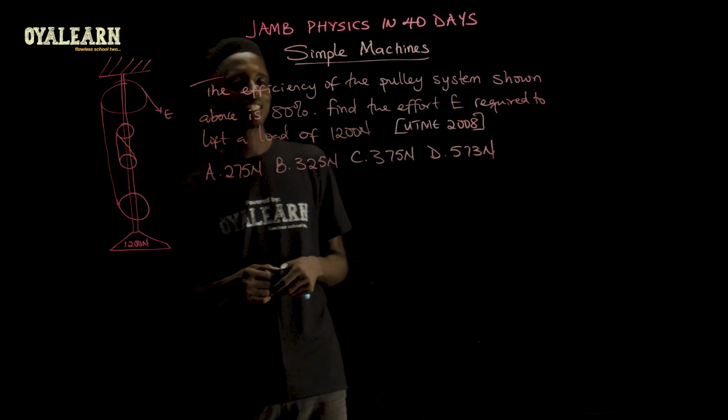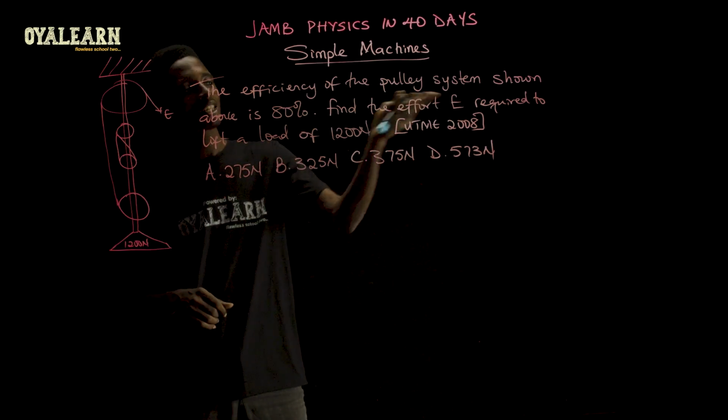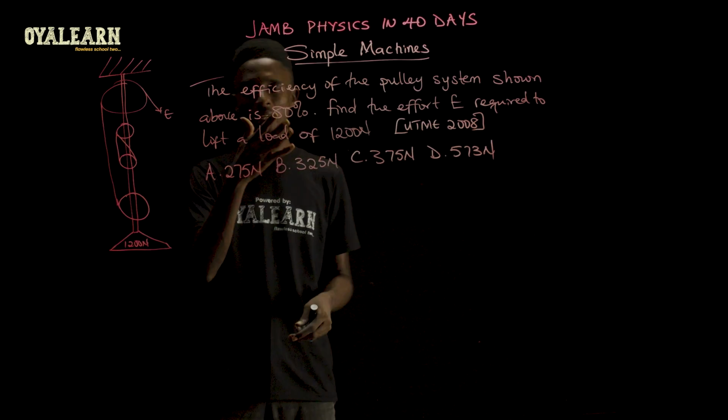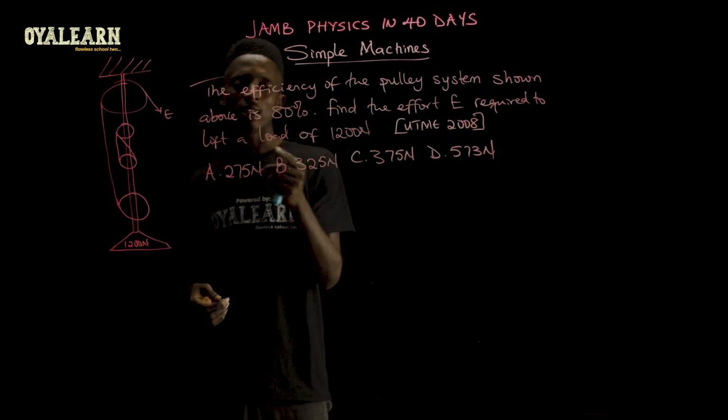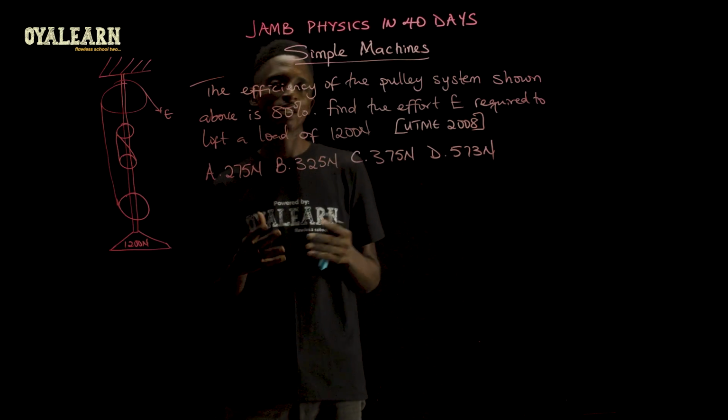This 2080 TME question says the efficiency of the pulley system shown above is 80%. Find the effort E required to lift a load of 1,200 newtons.